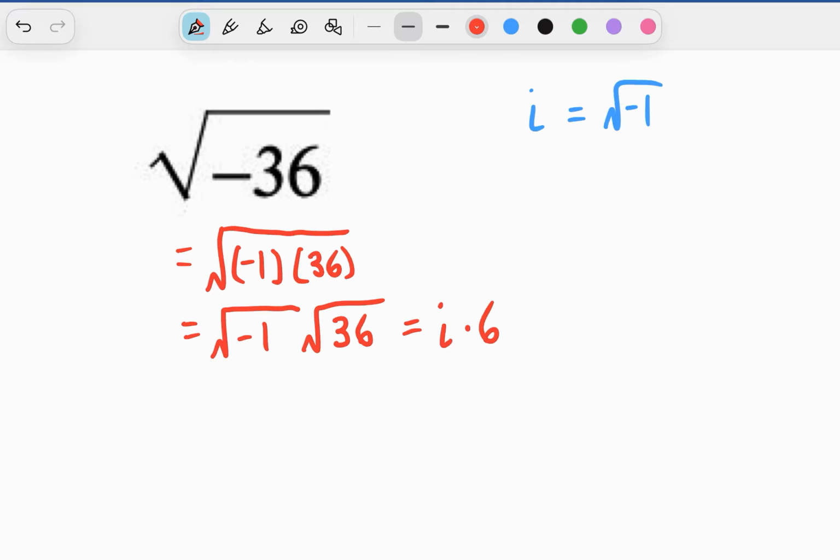Now, one thing we usually do is, when there is an imaginary number, we like to put that i on the right side of the number for some reason. That's just kind of the notation. So we would call it 6i. The answer is 6i. What this means is 6i squared is equal to negative 36. That is what we are saying.